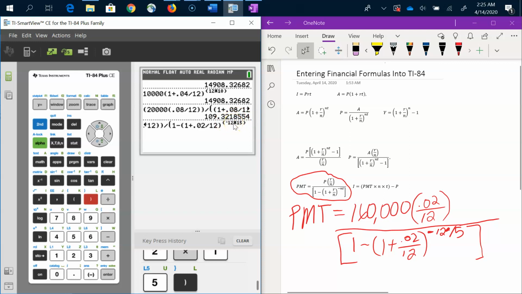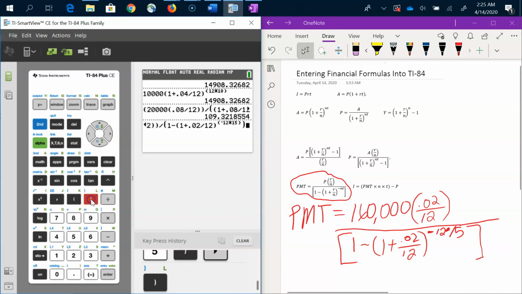Now what I did last time was I forgot to do the extra piece here, but I'm not going to forget that. So I'm going to move down, and I have one more set of parentheses, so close bracket. All right, hitting enter. Let's see how much I had to pay every single month. $1,029.61 every single month, and I get to pay off this $160,000 house at the end of 15 years.